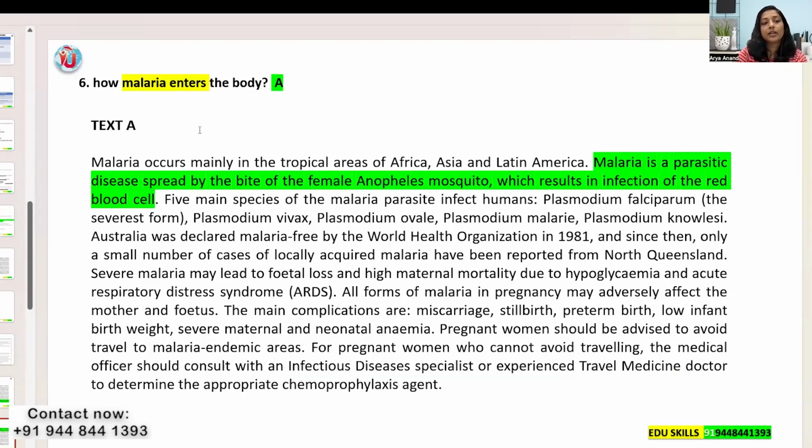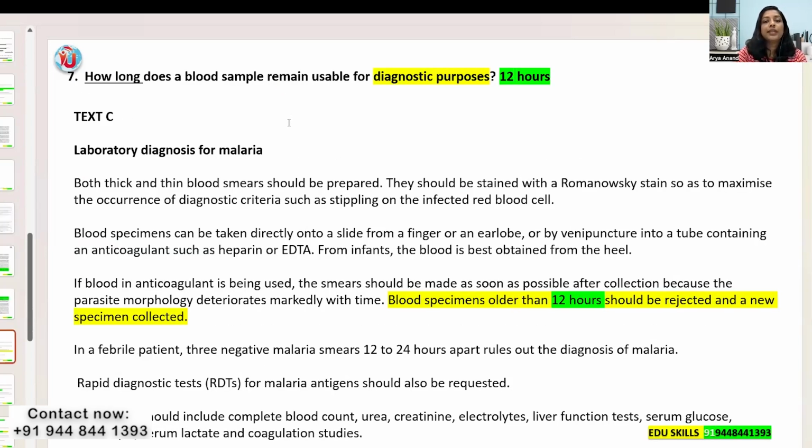Then next one, how malaria enters the body. From where it will be? From the description, right? Because here it is mentioned malaria is the parasitic disease spread by the bite of the female Anopheles mosquito, which results in infection of a red blood cell. So our answer is text A. So you need to write A. We'll move to the next section.